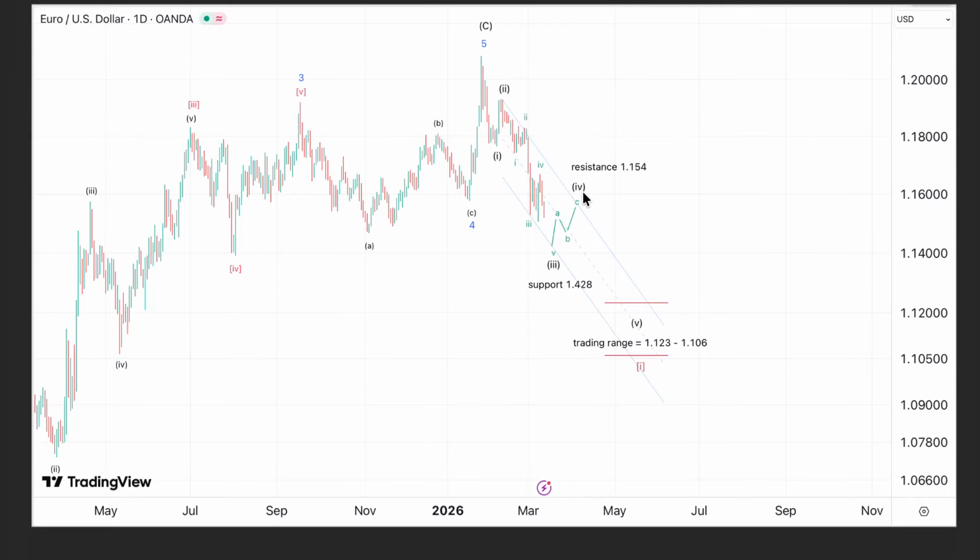And then I have its intermediate wave 4 resistance at 1.154. And then once we have the area mapped out, we can then put a trend line at the top of 2 and the top of 4 and at the bottom of the projected 3 to give us an area, a possibility, an area of its intermediate 5, which then would become, I have this range anywhere from 1.123 to 1.106. Anywhere in here is going to be our sweet spot.